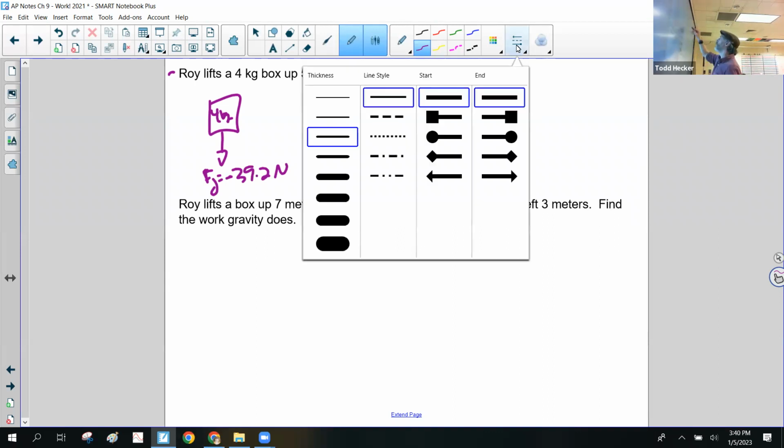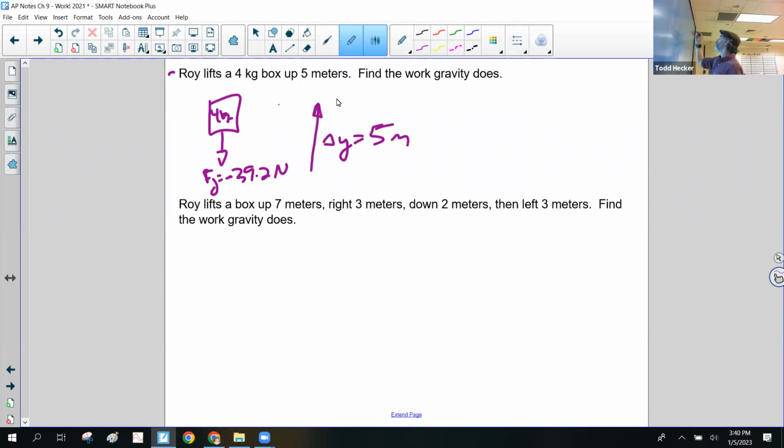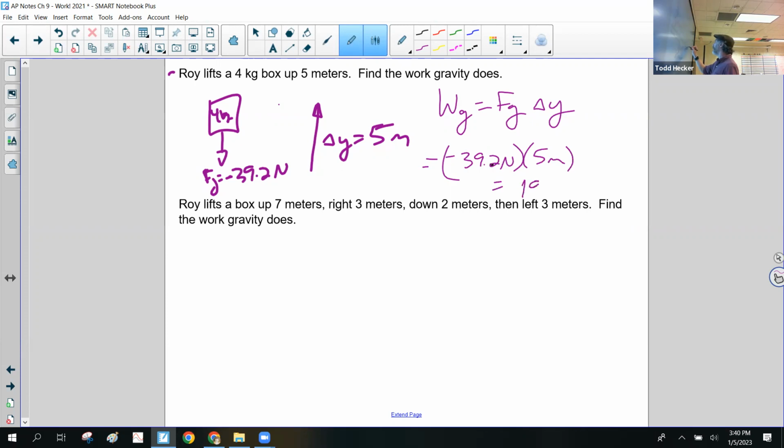So I can calculate the work done by gravity. Work done by gravity is the force of gravity times the vertical displacement. Notice I'm focused here on vertical displacement because gravity is a vertical force. So I'm going to get negative 39.2 newtons times 5 meters, which gives us negative 196 joules, negative because the force is working against the displacement. Cool.